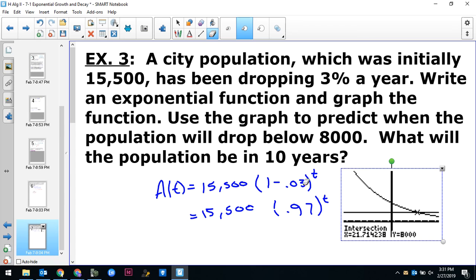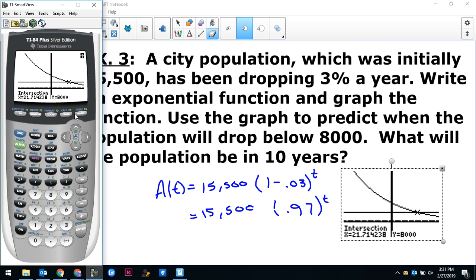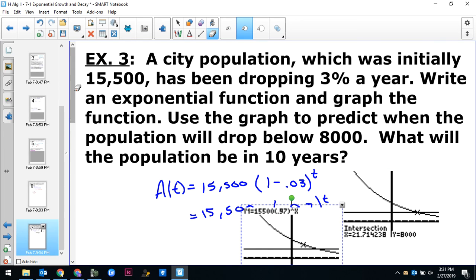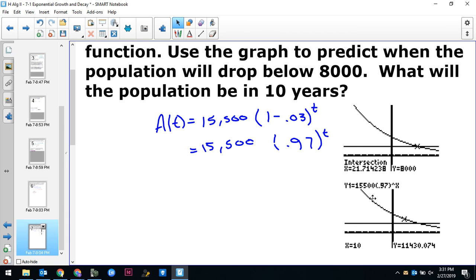So what will the population be in 10 years? Well, this should be on my screen. I'm going to second calculate a value, a t value of 10. There it is. What will the population be in 10 years? Well, the population will be 11,430.074 people. Yeah. Hopefully you're not that 0.074 of a person.